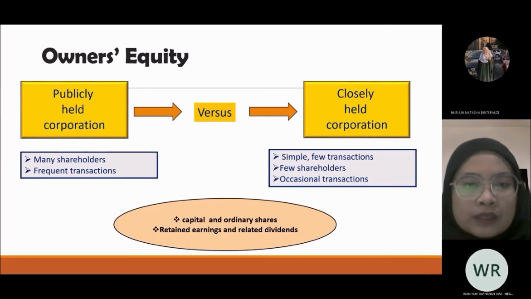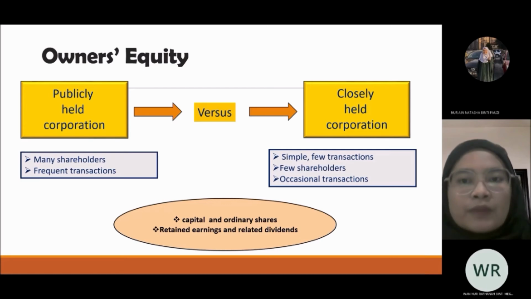For closely held corporations, they have simple and few transactions, few shareholders, and occasional transactions that occur during the year for the capital share account. Closely held corporations rarely pay dividends and the auditors spend little effort verifying owners' equity, even though they must test the corporate records. The rest of this chapter deals with tests for verifying the measure of owners' equity accounts in a publicly held corporation, which include capital and ordinary shares, retained earnings, and related dividends.